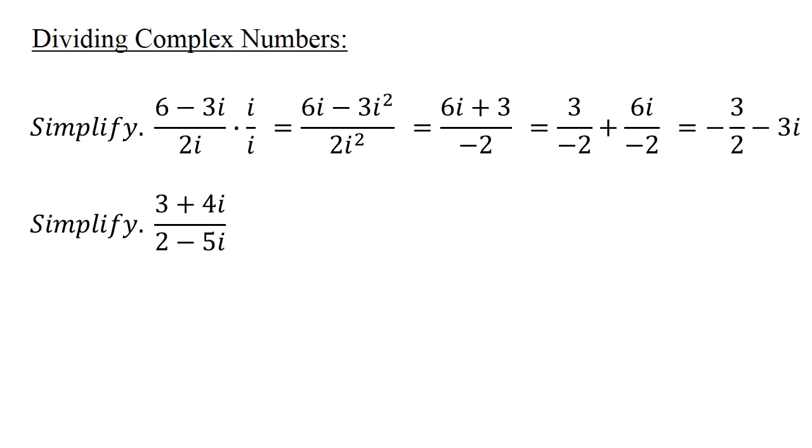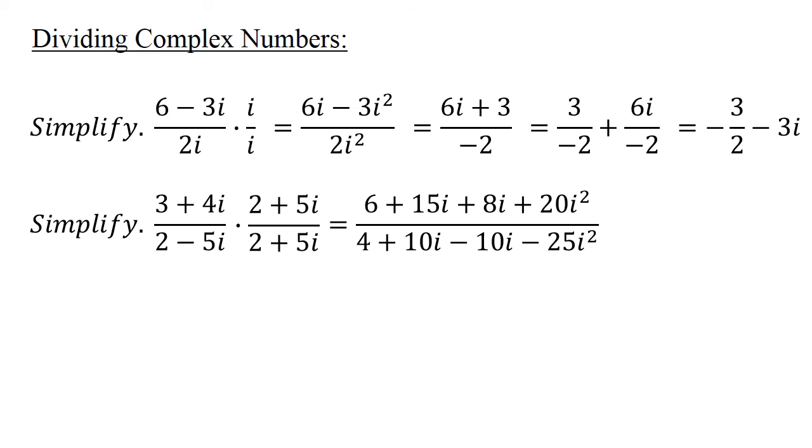What if we have two terms in the denominator? Well, what we're going to do is just like with radicals, we multiply top and bottom by the conjugate. We're going to multiply top and bottom by the complex conjugate. And again, the complex conjugate just means change the sign of the imaginary part. And so you're just going to distribute that out, top and bottom.